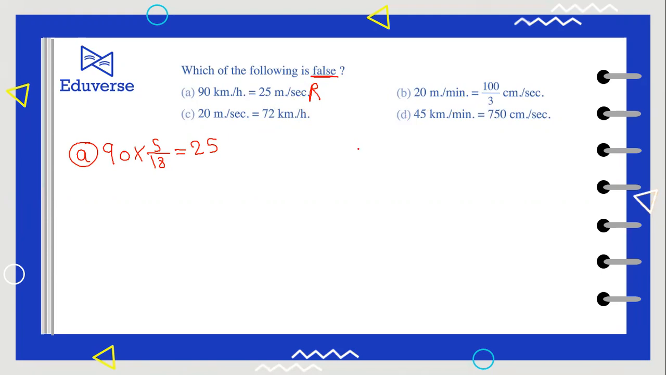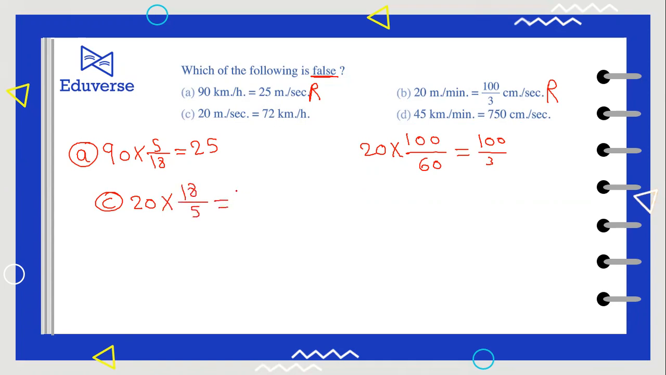Number B, 20 meters per minute. I want to convert it into centimeters per second. 20 multiplied by 100 for meter to centimeter, over 60 for minute to second. It will be 100 over 3. That's right also, not the false one. Number C, 20 meters per second, I want to convert to kilometers per hour, multiplied by 18 over 5. It will be 72. That's right also.